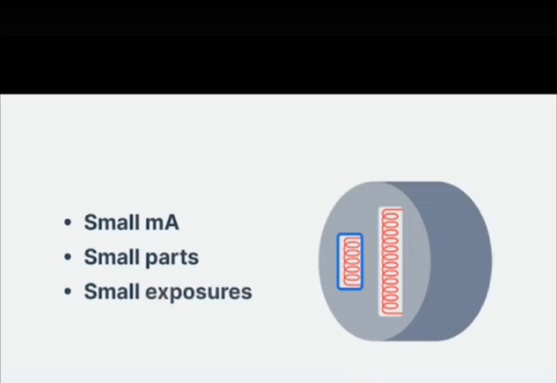The small filament is used for small MA only. It cannot tolerate large MA because it has a small heat capacity. It would get too hot and possibly break. The small filament should only be used for small body parts because it can only be used for small exposures. So the small filament has some limitations, but it also has one big advantage.